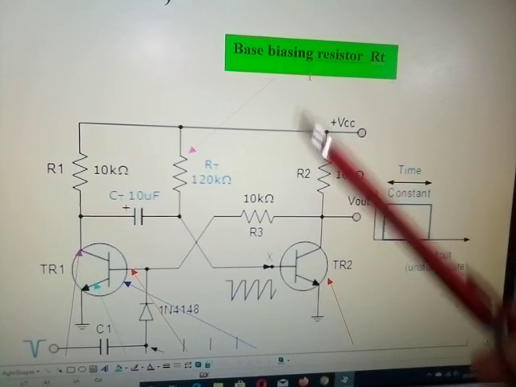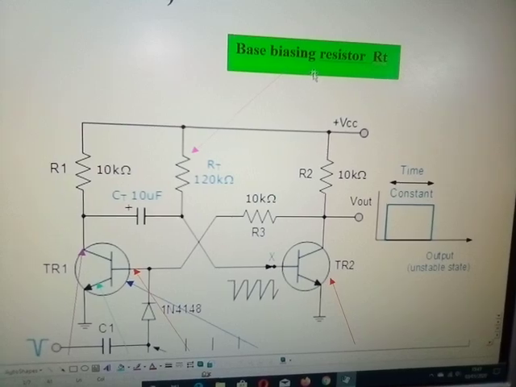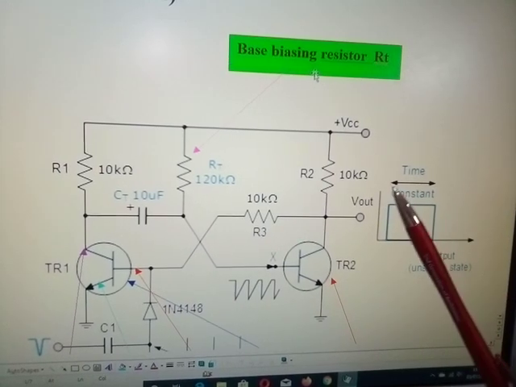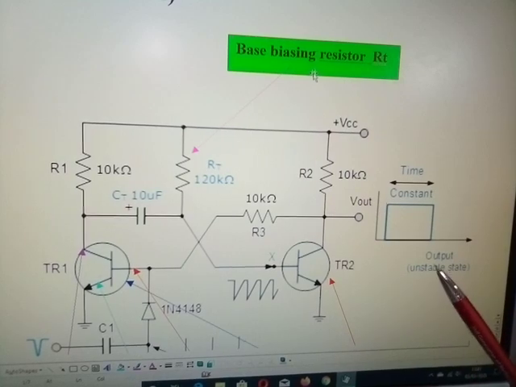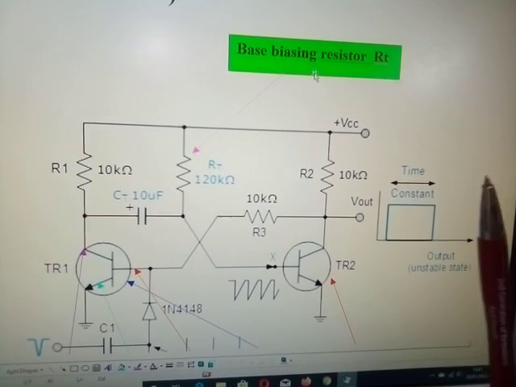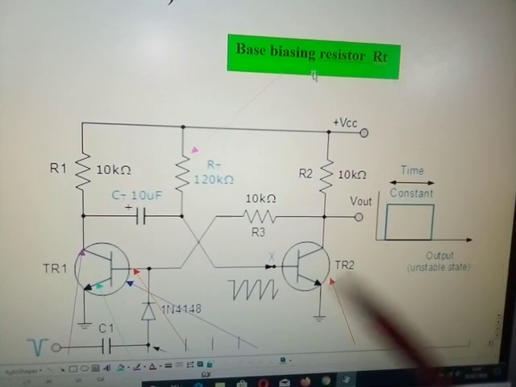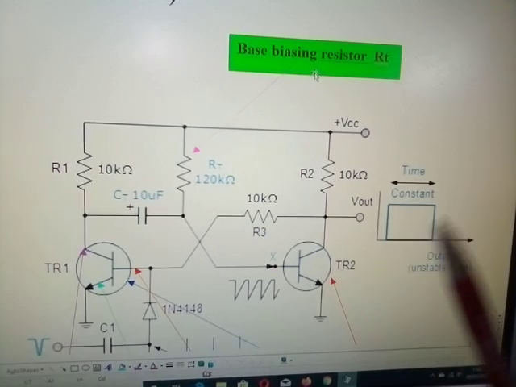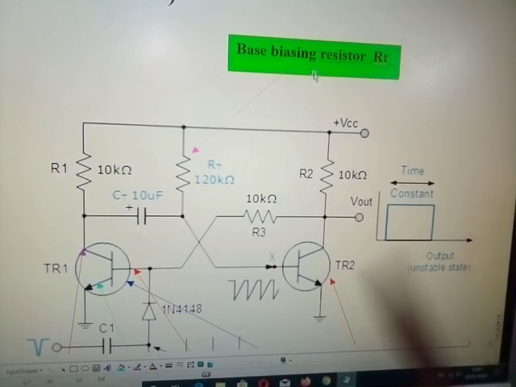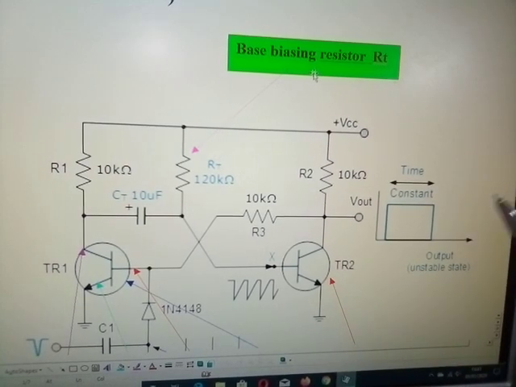Now I'm just going on a little bit further as well. Now here you'll see time constant and output unstable state. Okay, now the monostable multivibrator actually switches on and off, or you can have two LEDs which will be flashing basically synchronously, one on, one off, and that's what we're looking at.